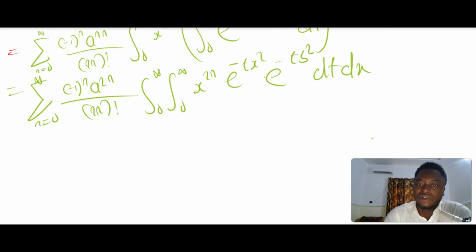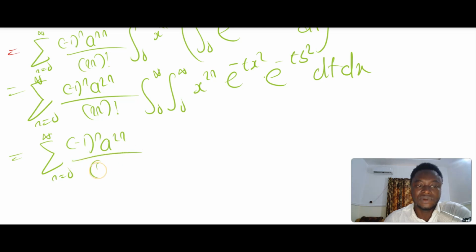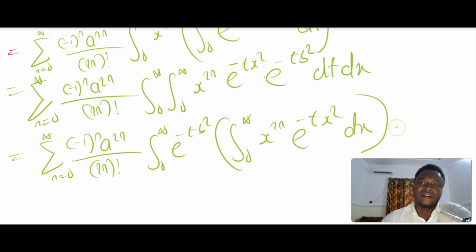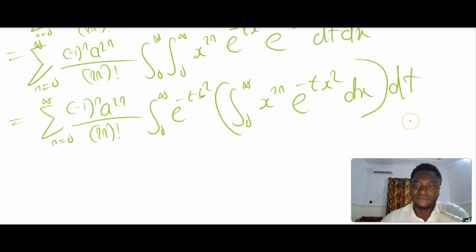In that case we're going to pull out anything that does not concern x. So we write this as the sum as n runs from 0 to infinity of negative 1 to the n, a to the 2n divided by 2n factorial. Then anything not concerning x goes out, so we have the integral from 0 to infinity of e to the negative t b squared. The rest will be the integral from 0 to infinity of x to the 2n times e to the negative t x squared, dx, and then dt. So we are starting with dx first.